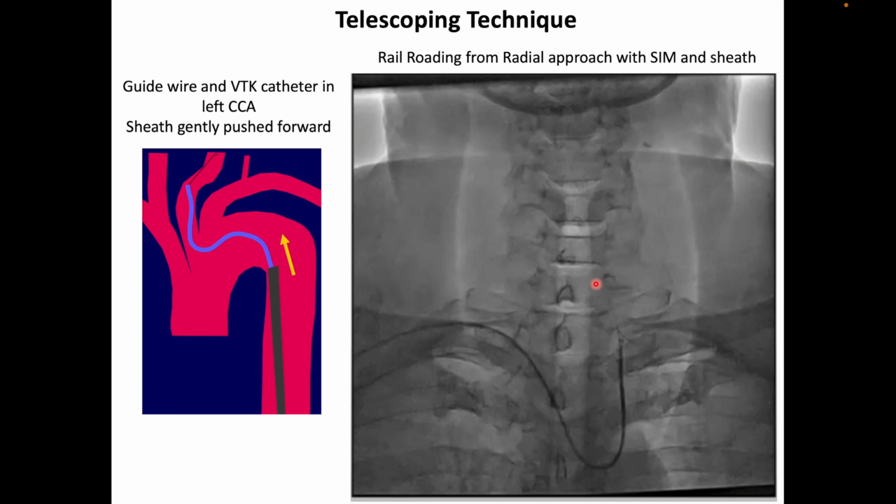Now this is the telescopic technique, which is also called railroading. You take a diagnostic catheter, longer length, and on top of it, you have the sheath. And once the diagnostic catheter has engaged into the carotid, you just slide your sheath on top of the diagnostic catheter and it will go up.